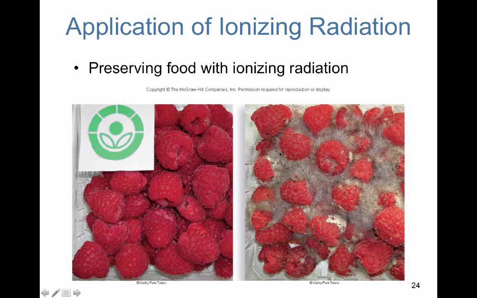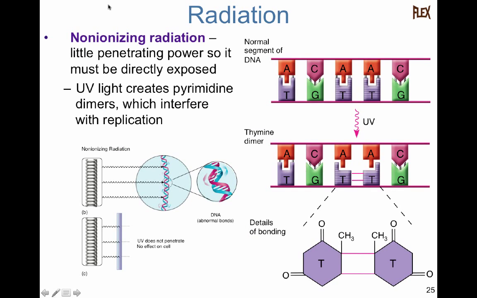Using ionizing radiation here to preserve food, you see on the left-hand side it's effective at preventing the growth of pathogenic mold that will spoil the food, as you see on the right. Now, non-ionizing radiation, an example would be UV light.